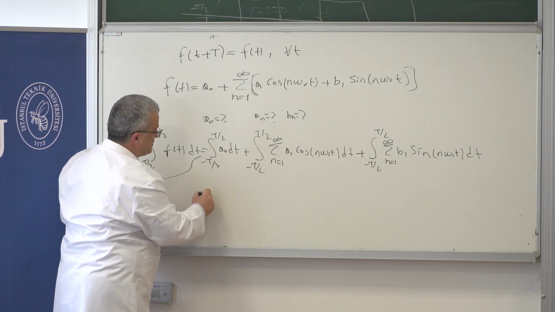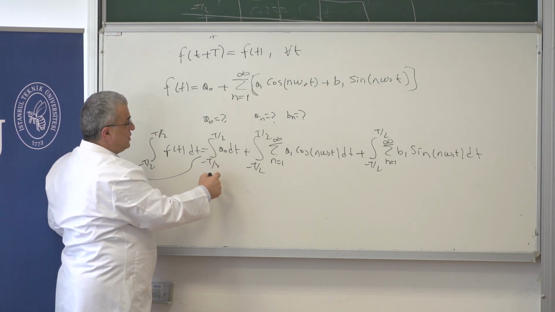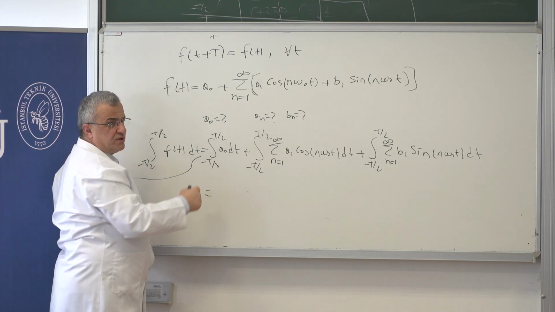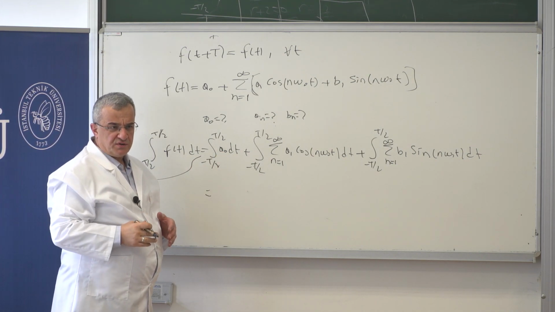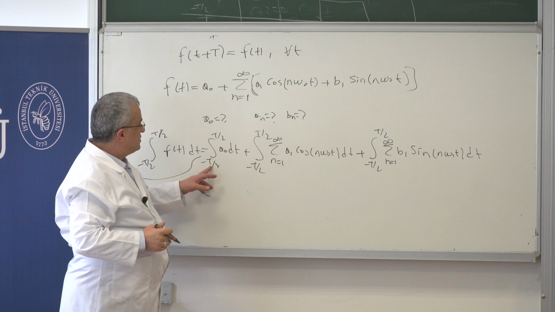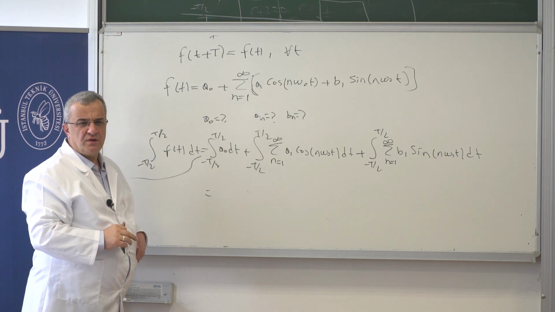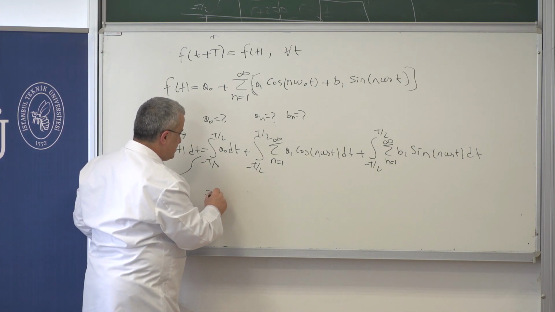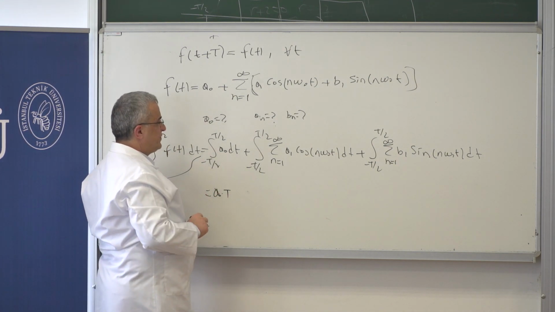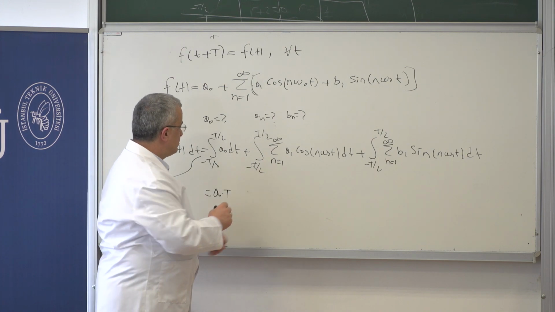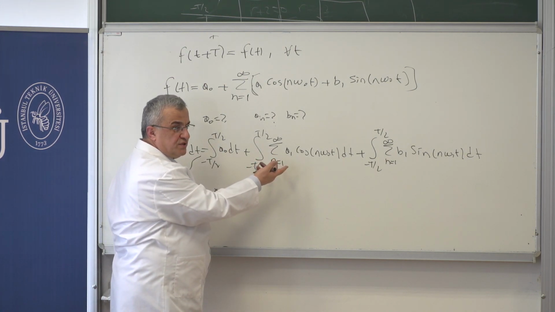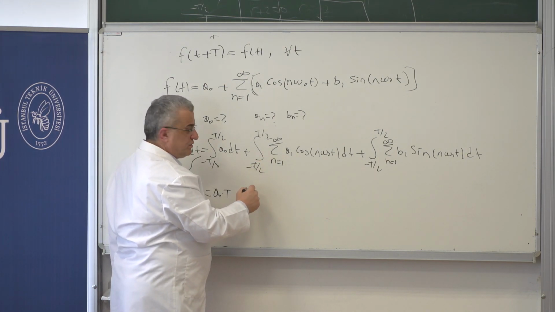How about this? What is the value of this? This is a constant, right? A0 is a constant we are trying to find out. This from minus T over 2 to plus T over 2, what is this? It is a0 T. Okay, here I will do the following. I will just interchange the integral and summation.